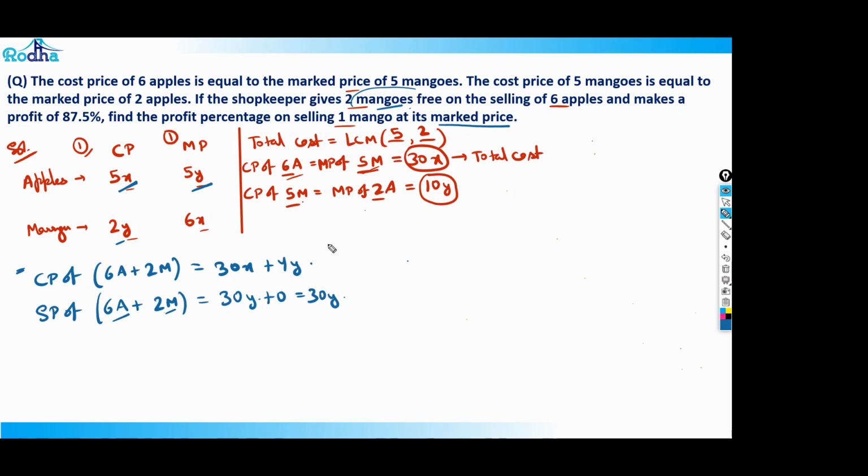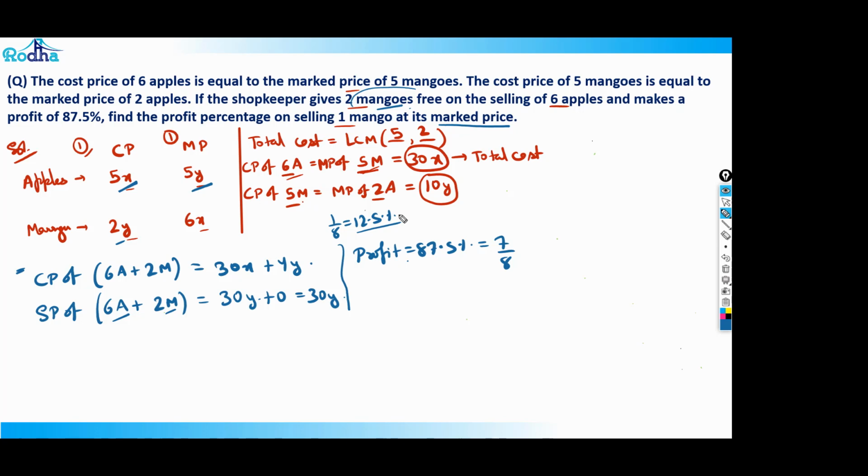Now use ratio here guys, it will be very easy for all of you. Now see here, profit is 87.5%. So what do you mean by 87.5% here? It is actually 7 by 8. We know this, right? As 1 by 8 is 12.5%. We have learned this in percentage chapter. So 1 by 8 is 12.5%, so 87.5% is 7 by 8.